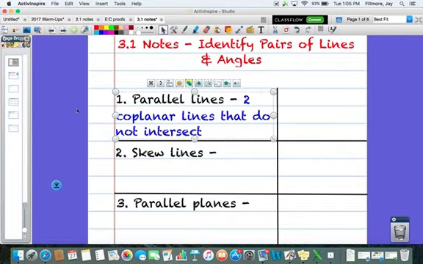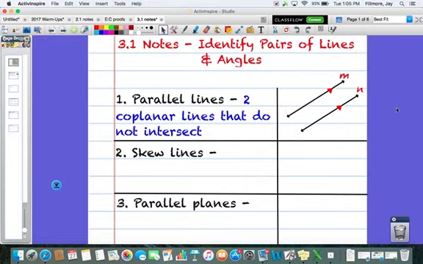Parallel lines are two coplanar lines that do not intersect. That's the formal geometry definition that's important to know. Here's a pictorial example. So we have two lines, M and N. We know they're parallel not just because it looks like they won't intersect, but because they're marked with these arrows, which makes them parallel. So it's given information if you were doing this in a proof style.